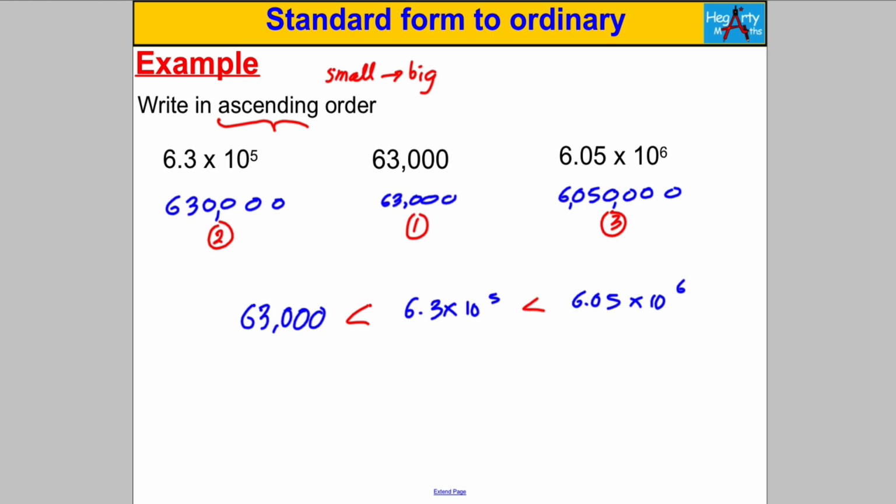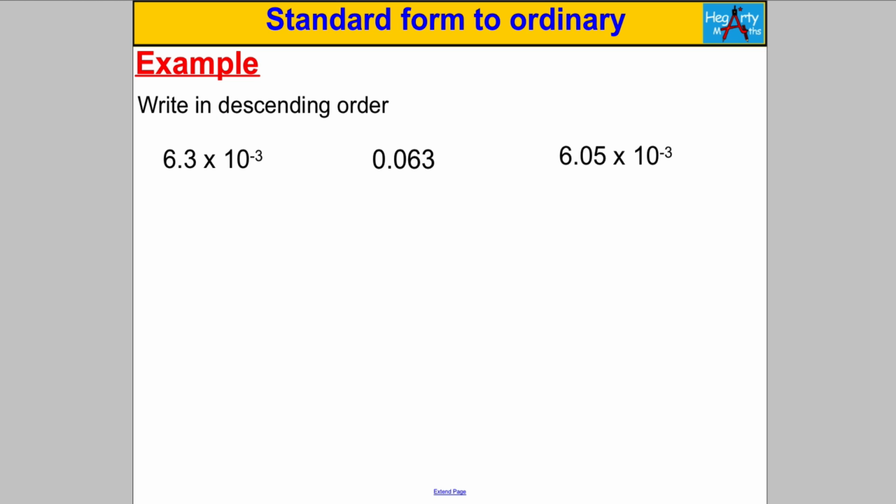Let's try another question. Pause the video, have a go. If we're writing in descending, we're going from the biggest first down to the smallest. So let's write all of these as ordinary numbers. Here we've got a small number, write the 6 and the 3 and count 3 zeros before it. 1, 2, 3, put your decimal there. This one is already an ordinary number, fine. And this one here, write your 605 and 3 zeros in front of it, put your decimal point there.